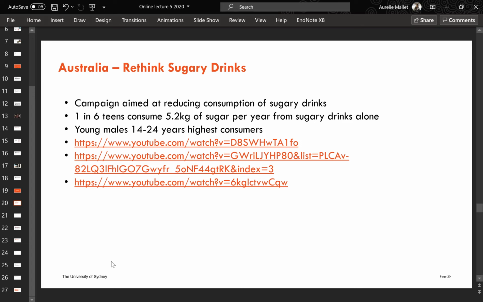And so 1 in 6 teens consume around 5.2 kilograms of sugar per year from sugary drinks alone. And males between 14 and 24 are the highest consumers of sugary drinks. So let's have a look at a few of the ads for the Rethink Sugary Drinks campaign.